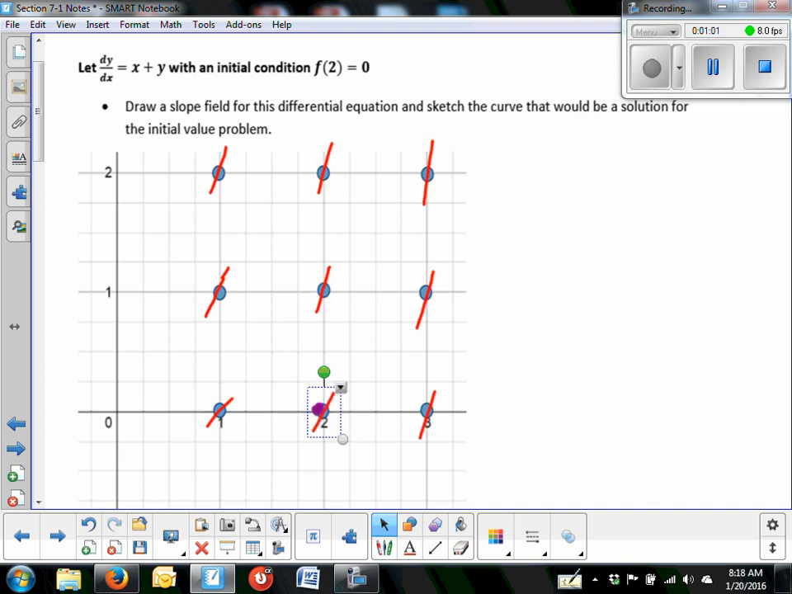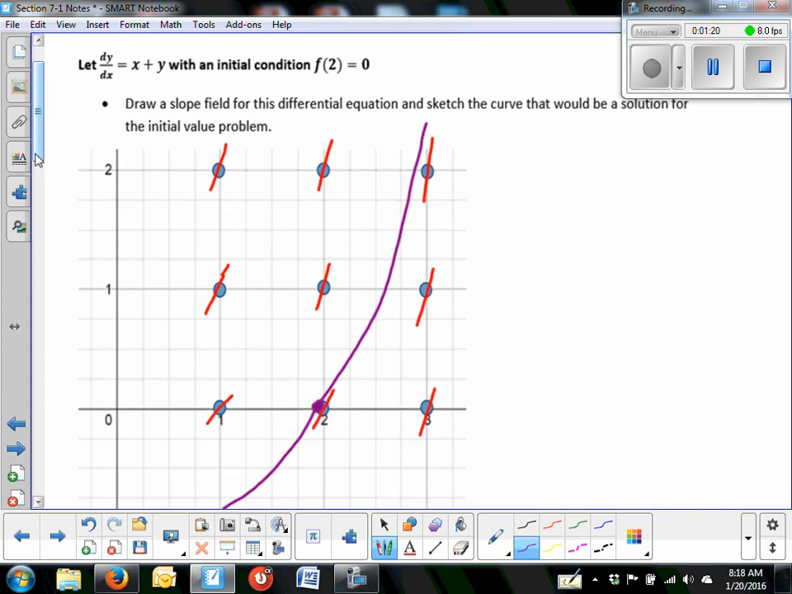So then if I wanted to go ahead and sketch in a curve for that particular solution, well, going to the left, we're going down, and as I get further, it's going to start flattening a little bit. As I go to the right, it's going up, but it's going to be getting steeper.